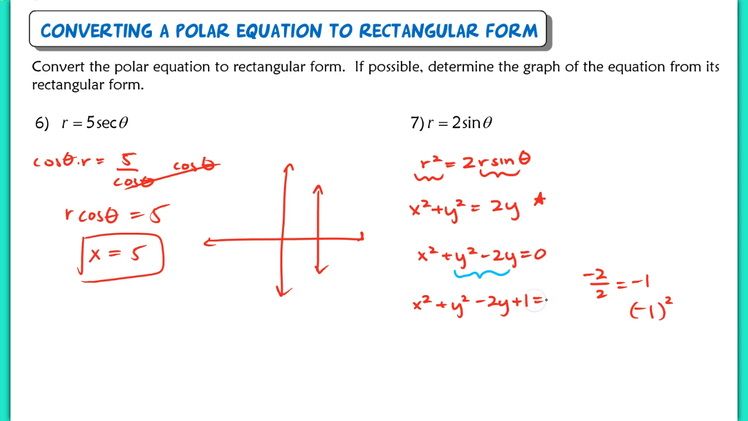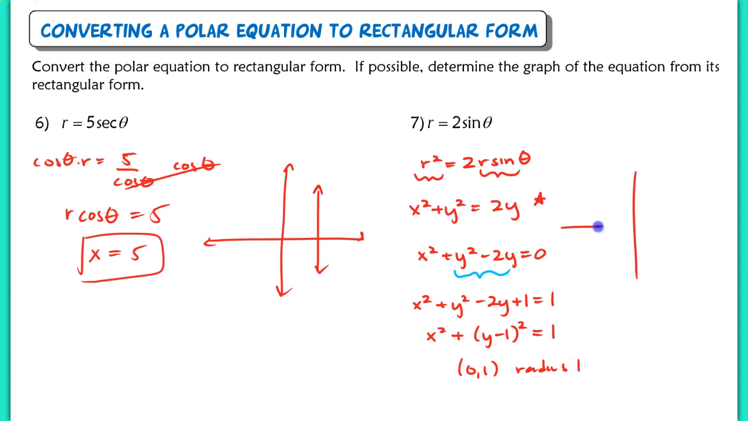Now, whenever you complete the square, you have to balance both sides of your equation. So I'm going to add 1 to the other side. And now I'm looking at the equation x squared plus (y minus 1) squared equals 1. So I just took this and factored it into (y minus 1) squared. I just completed the square here. And now it looks like I have the equation of a circle with a center at (0, 1) and a radius of 1. So the graph here, let's make that the center, (0, 1), would look like that.